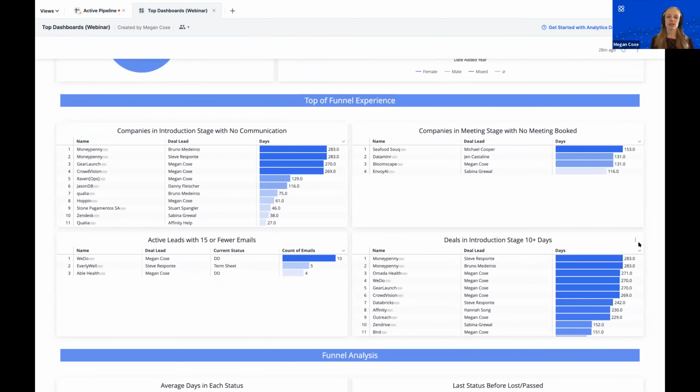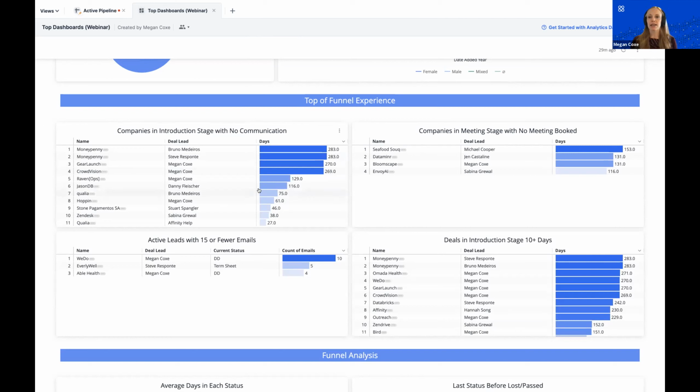So in this section, let's start with the top left. For example, are we introducing ourselves to teams within our set time frame? So in the companies in introduction stage with no communication, we're looking at all of those companies at our top of funnel level where we haven't reached out to them at all. This is a great way for management to identify an interesting company that might be falling through the cracks. So for example, CrowdVision, why haven't we talked to them yet?